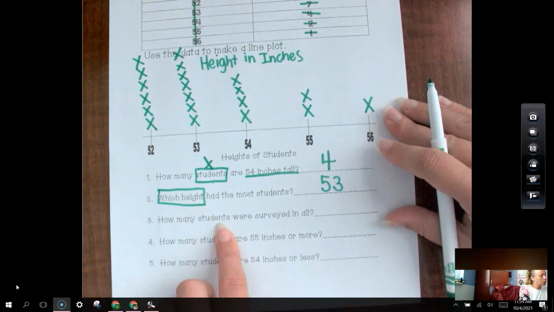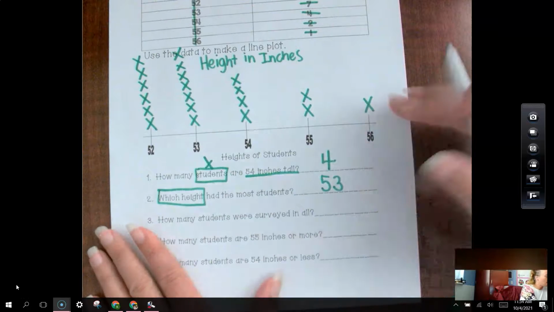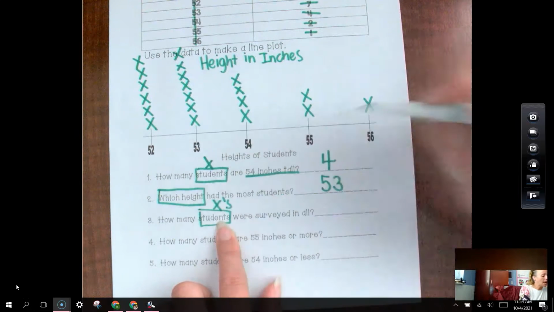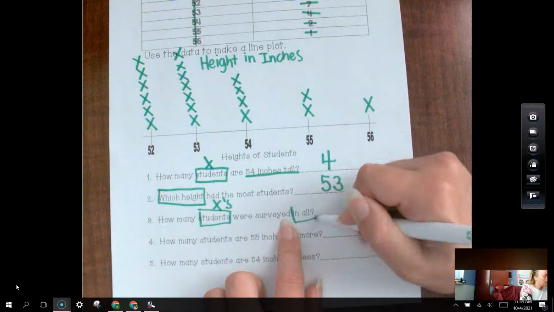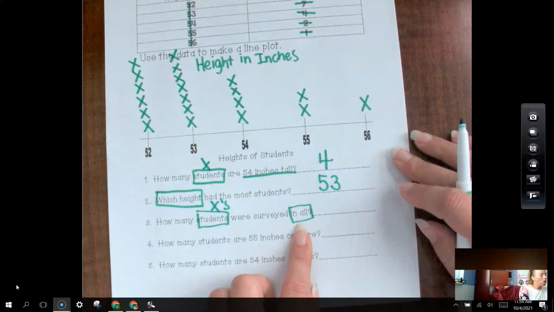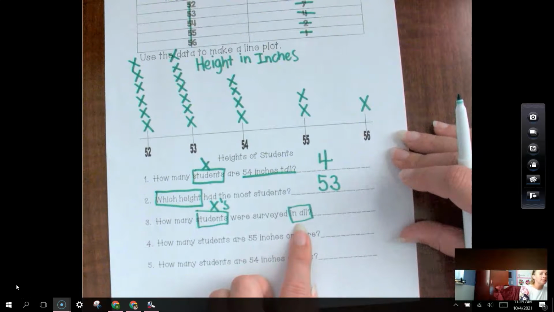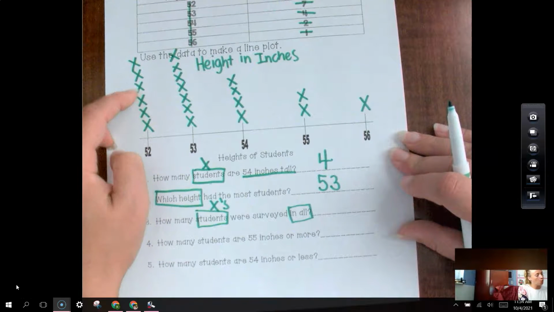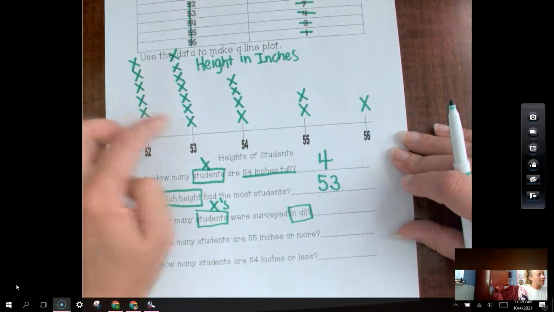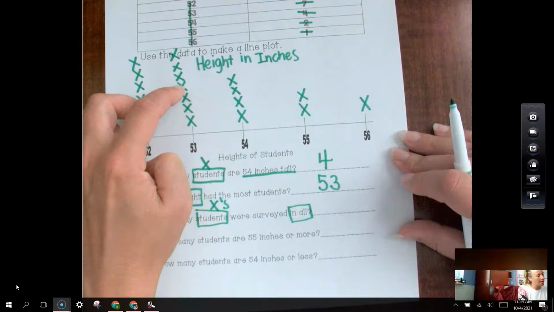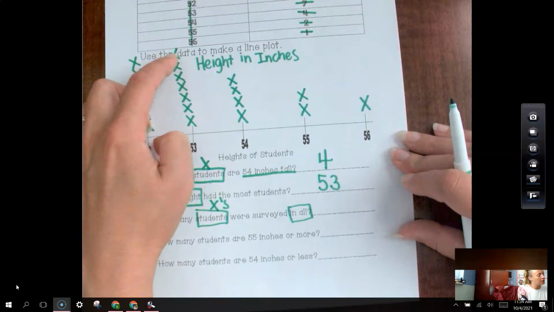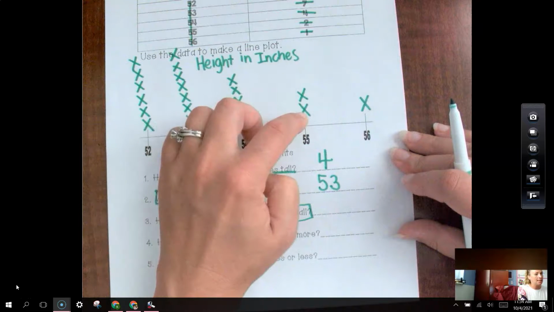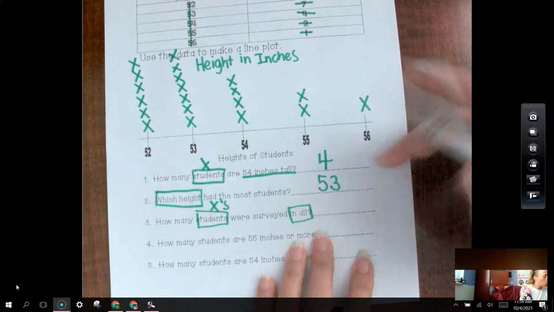How many students were surveyed in all? Please box the word students. Students means X's. How many X's were there in all? How are we going to figure that out? All you have to do is count your X's. So let's count our X's. 1, 2, 3, 4, 5, 6, 7, 8, 9, 10, 11, 12, 13, 14, 15, 16, 17, 18, 19, 20. There were 20 students.